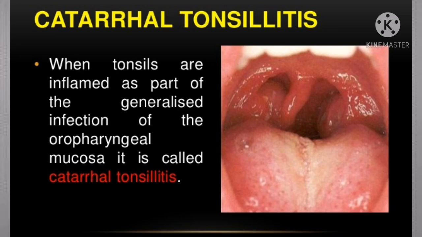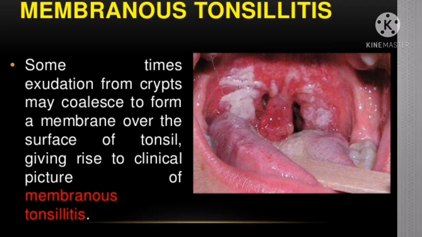In acute tonsillitis, if the tonsils are inflamed as a part of the generalized infection of the oropharyngeal mucosa, it is called catarrhal tonsillitis. Another type is follicular tonsillitis. After the formation of follicular tonsillitis, membranous tonsillitis will be formed. From the follicular tonsillitis, the pus is released and exudes from the crypts. Crypts means the pockets. The exudate may coalesce to form a membrane over the surface of the tonsil, giving rise to a clinical condition called membranous tonsillitis.